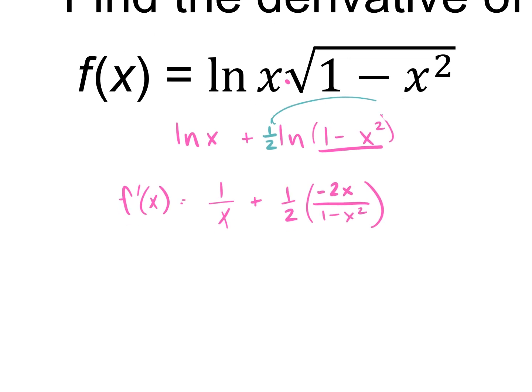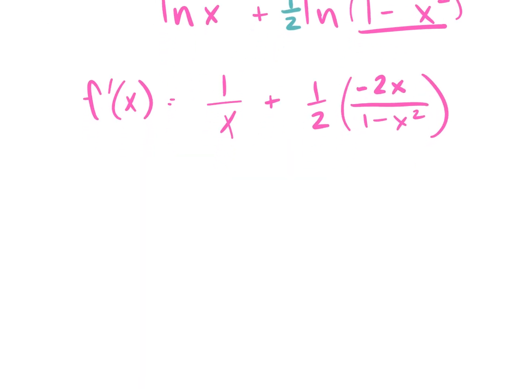From here, let's simplify. I see that I have a 2 on the top and a 2 on the bottom, so those are going to cancel. So I have 1 over x plus negative x, or I'll make it minus x over 1 minus x squared.